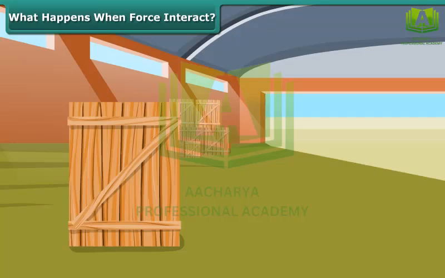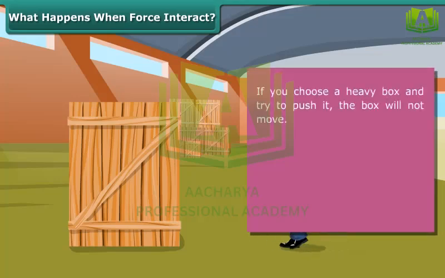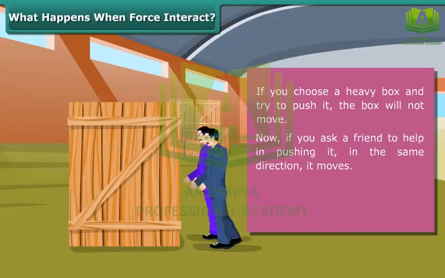What happens when forces interact? If you choose a heavy box and try to push it, the box will not move. Now if you ask a friend to help in pushing it in the same direction, it moves. This experiment proves that the forces are acting in the same direction.